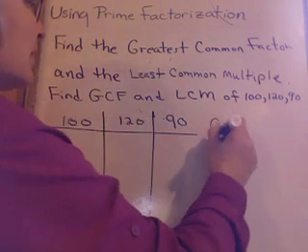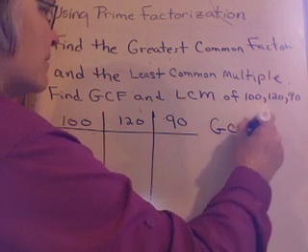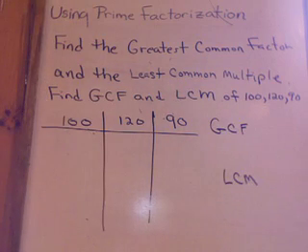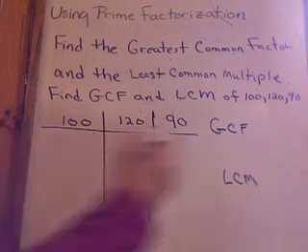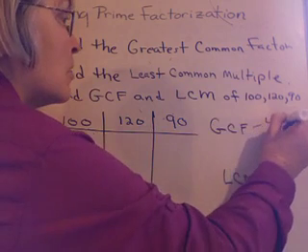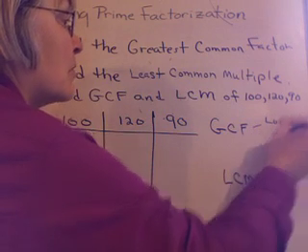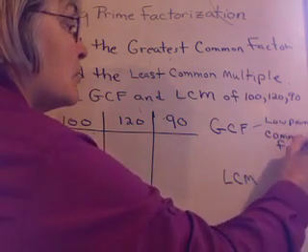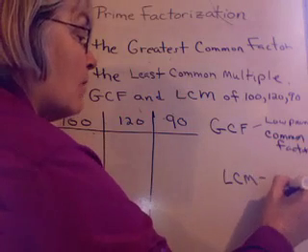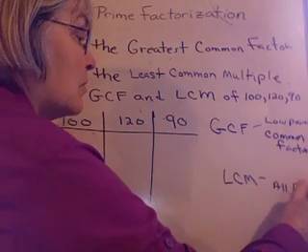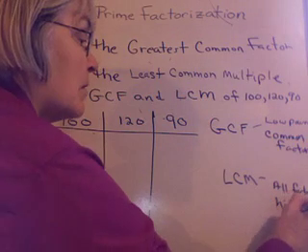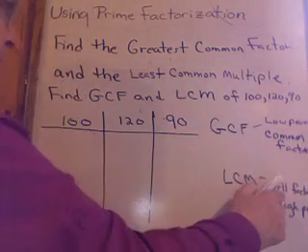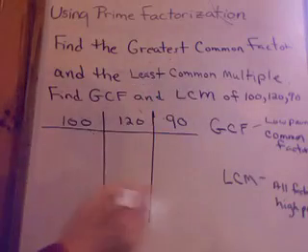And I have a shortcut code for these, GCF and LCM. The shortcut code for GCF is low power, common factors. LCM, all factors, high power. And that's the factors of the prime factorization.